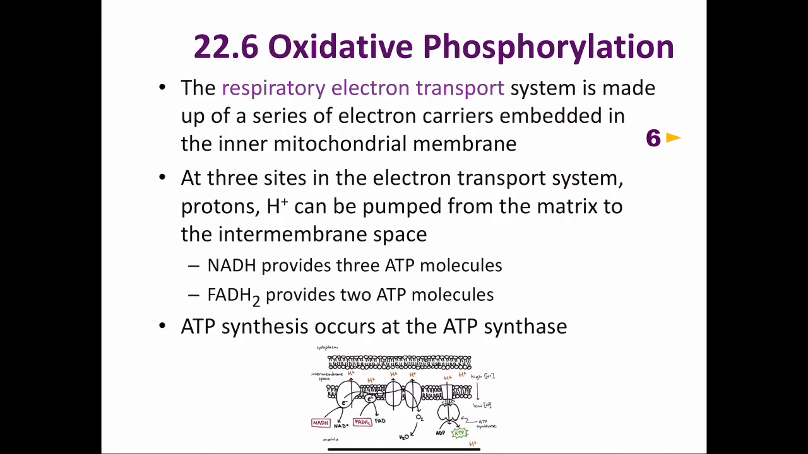The electrons carried by NADH can be used to produce 3 ATP molecules, and those carried by FADH2 can be used to produce 2 ATP molecules. We turn now to the process by which the energy of electrons carried by these coenzymes is converted to ATP energy. It is a series of reactions called oxidative phosphorylation, which couples the oxidation of NADH and FADH2 to the phosphorylation of ADP to generate ATP.